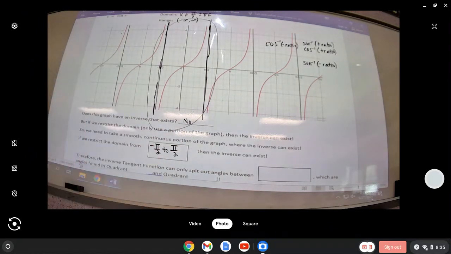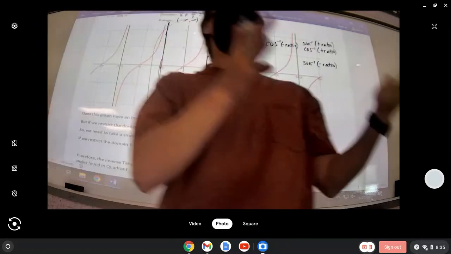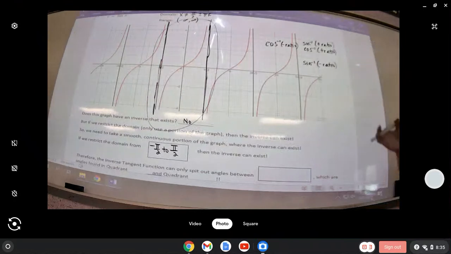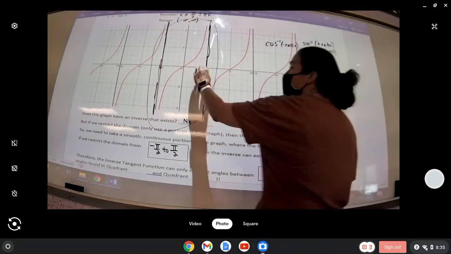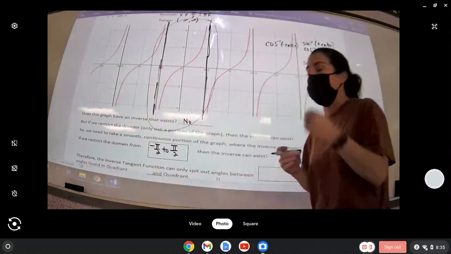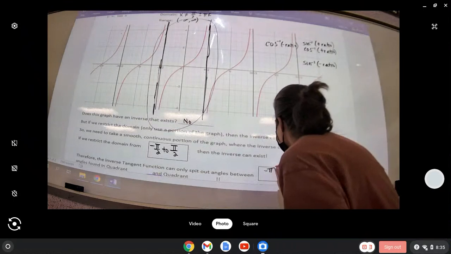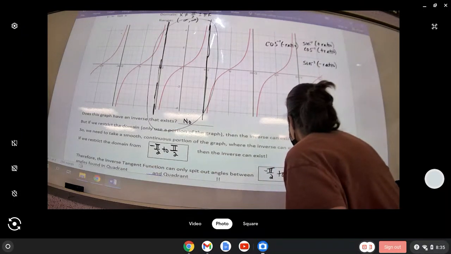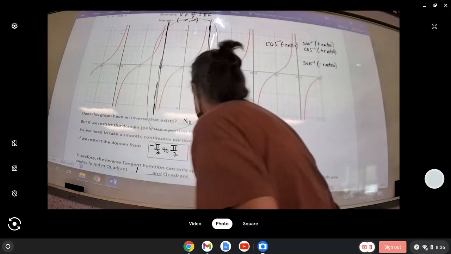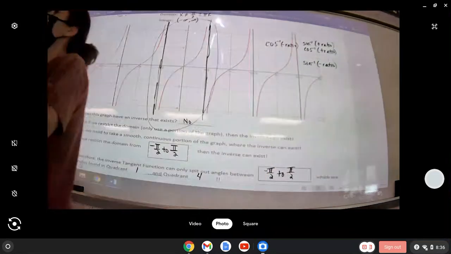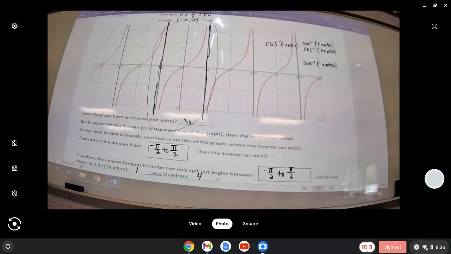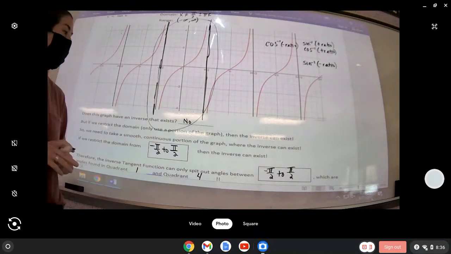So guys, that's why the inverse cosine or inverse tangent is only going to be capable of spitting out angles between negative pi over 2 and pi over 2, because those are the only angles that survived the cut of his graph. Quadrant 1 angles and quadrant 4 angles. So guys, he behaves just like the inverse sine. He is capable of spitting out the exact same angles as the inverse sine function, okay?